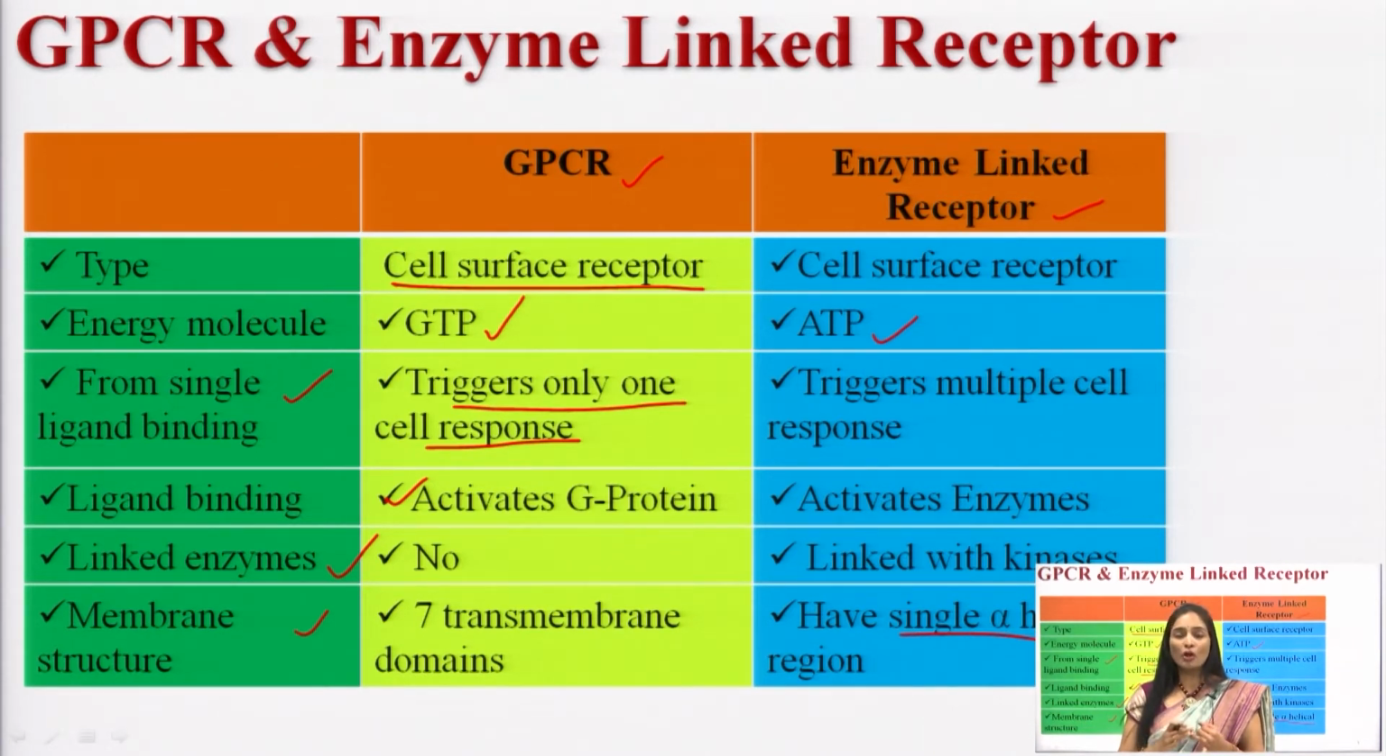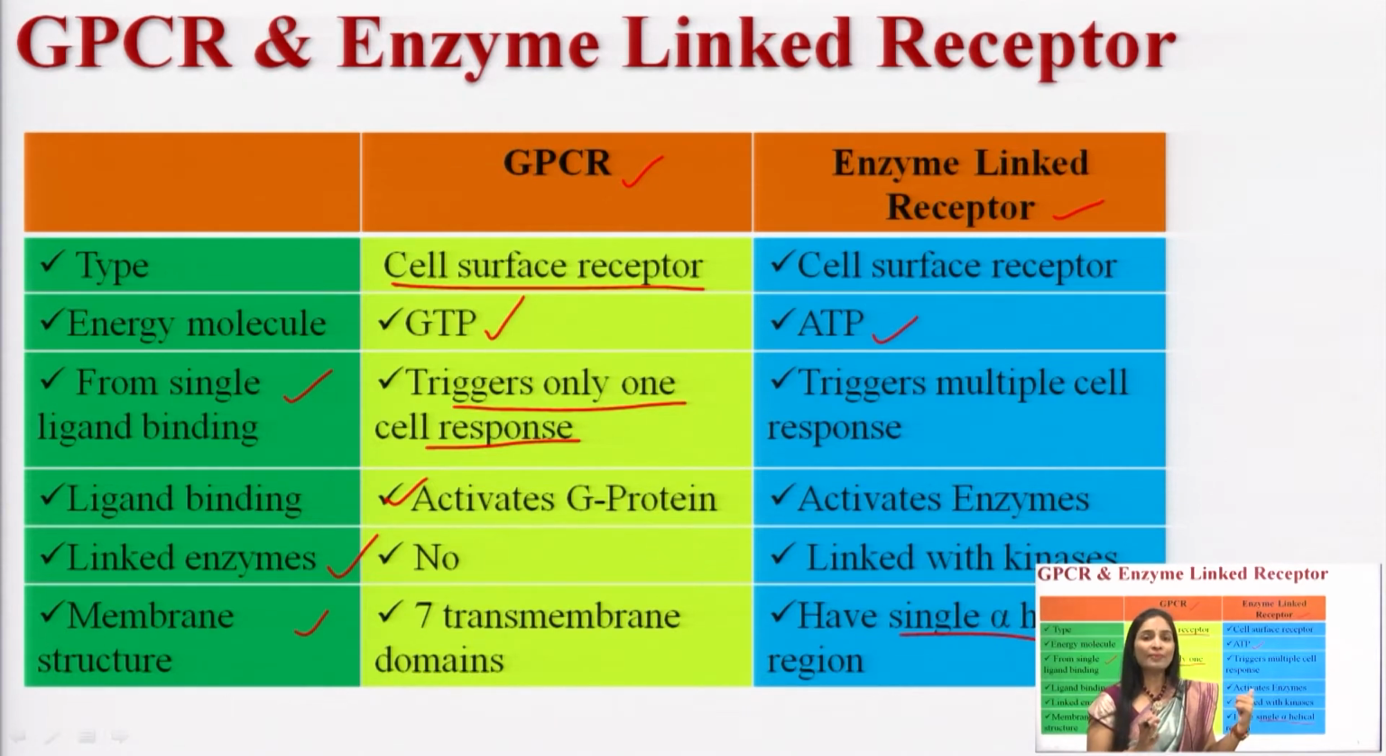In G protein the energy molecule was GTP, in enzyme linked receptor the energy molecule was ATP, and here when the ligand binds, it triggers only one cell response, but with the enzyme linked receptor it triggers multiple cell responses. When the ligand binds to the GPCR it will activate the G protein, and in enzyme linked receptor when the ligand binds to its enzyme linked receptor it will activate the enzymes.